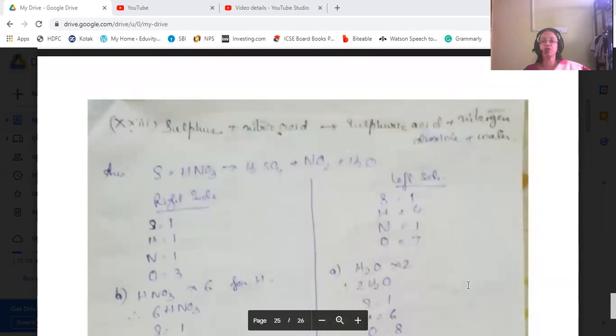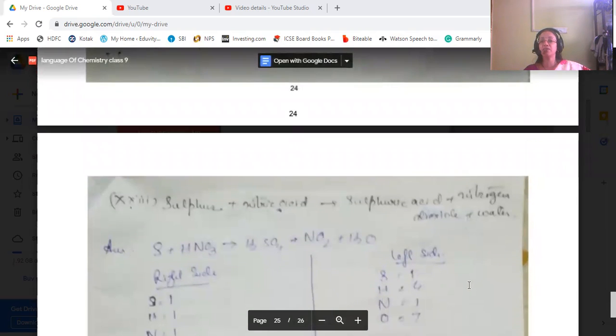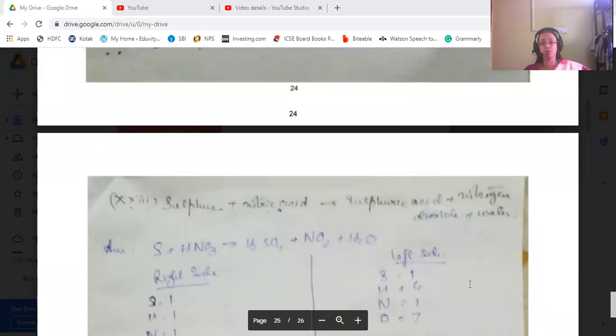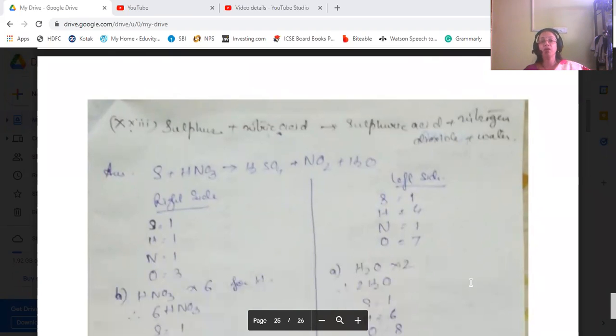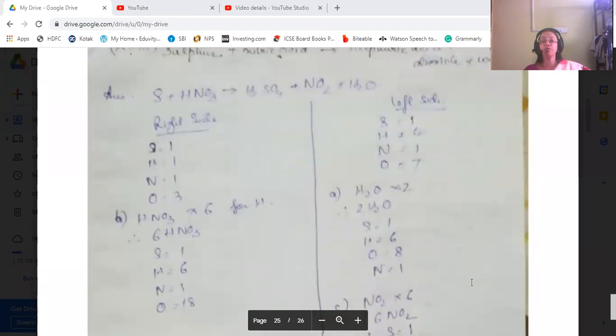Next question is sulfur plus nitric acid gives us sulfuric acid plus nitrogen dioxide plus water. So the equation is like this: S plus HNO3 gives us H2SO4 plus NO2 plus H2O. So in the right hand side, S is equal to 1, H is equal to 1, N is equal to 1, O is equal to 3. Left hand side, S is equal to 1, H is equal to 4, N is equal to 1, O is equal to 7. The first step will be on the product side, water balancing, water multiplied with 2. So sulfur is equal to 1, hydrogen is equal to 6, O is equal to 8, and N is equal to 1.